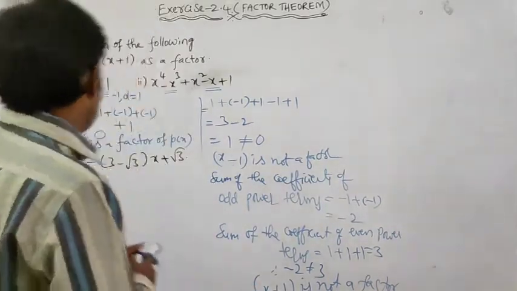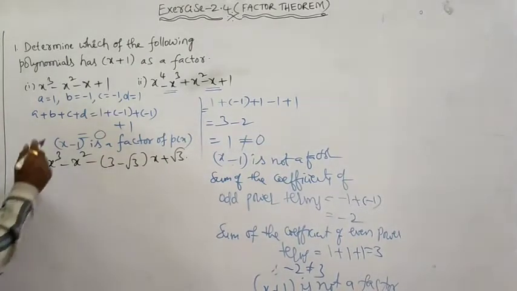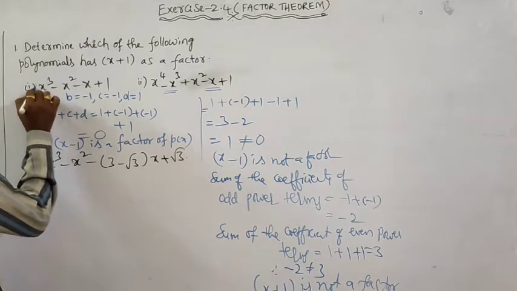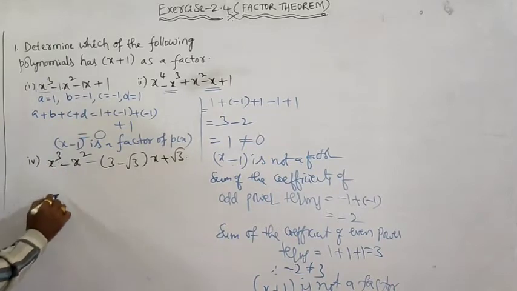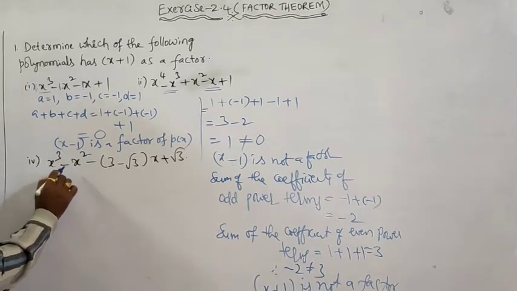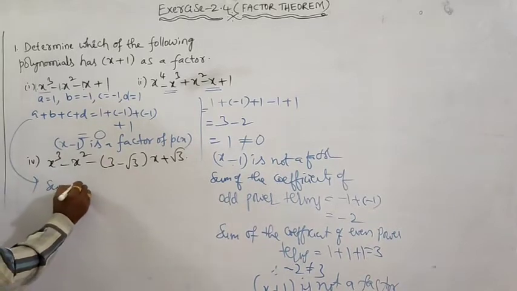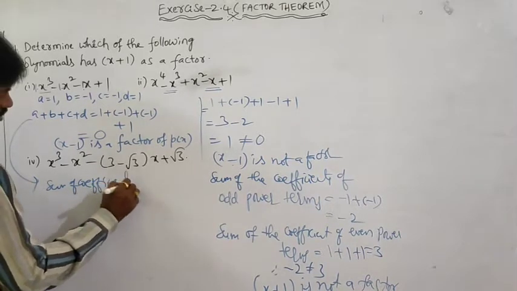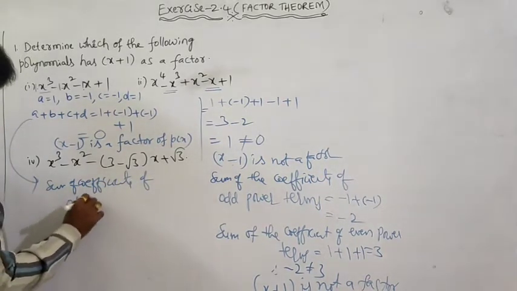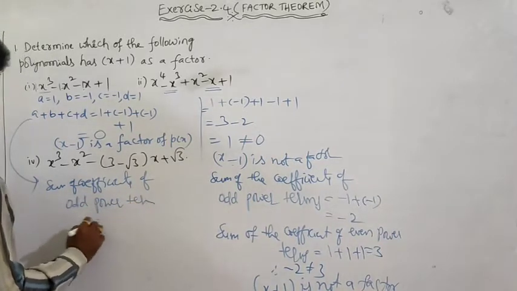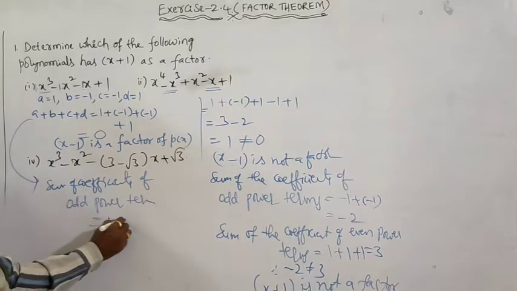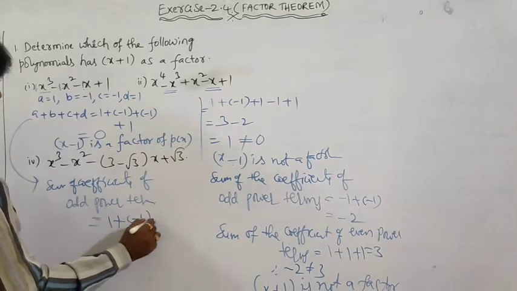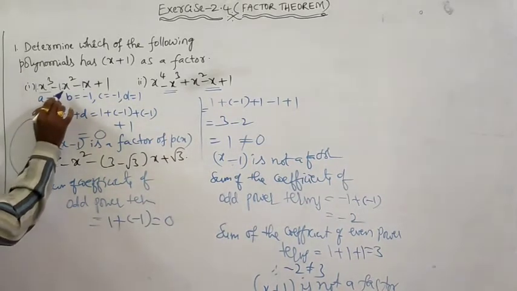Now in the first problem, what about the sum of the coefficients of odd power terms? Here it is 1, 1, 1. Okay. The sum of the coefficients of odd power terms: see here, the x cube coefficient is 1, and the x coefficient is minus 1. 1 plus minus 1 is equal to 0. And here, what is the coefficient of x square?